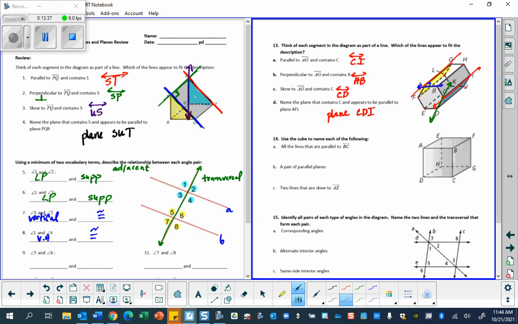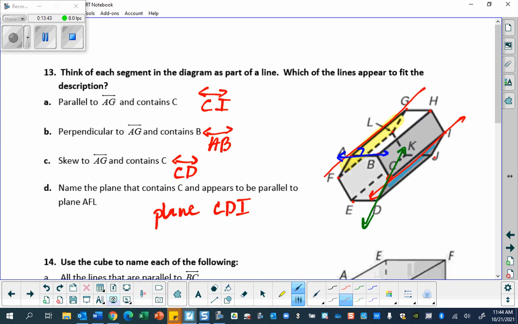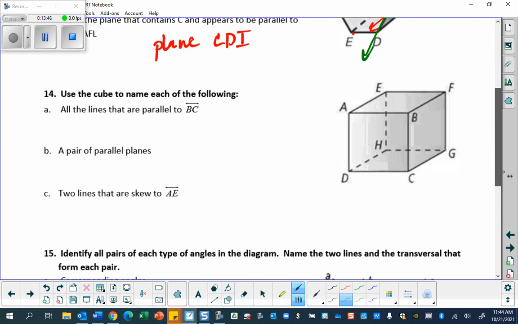On the back, I believe we covered up through 13, so we'll go ahead and talk quickly about 14. Use the cube to name each of the following. All the lines that are parallel to BC. If I have line BC here, any line that is parallel to it, and remember, parallel lines exist in the same plane, but I have the capability of having multiple planes. So each of those lines are parallel to BC. You should have had FG, HE, and DA.